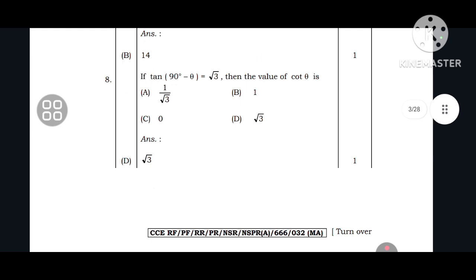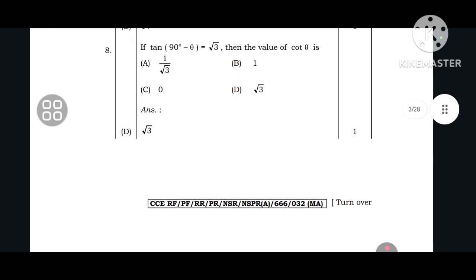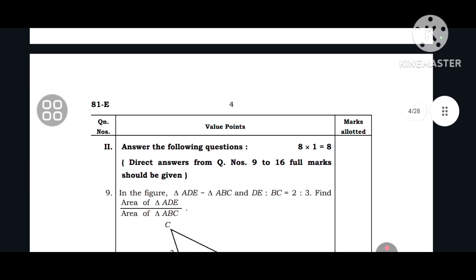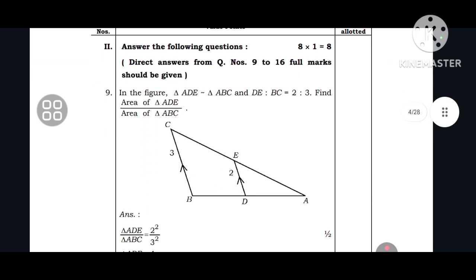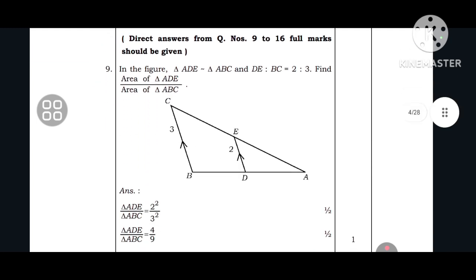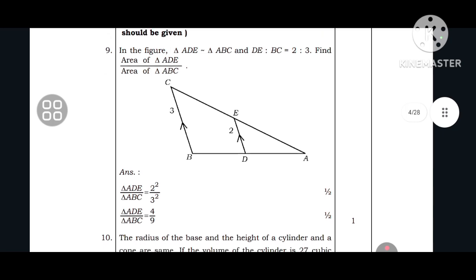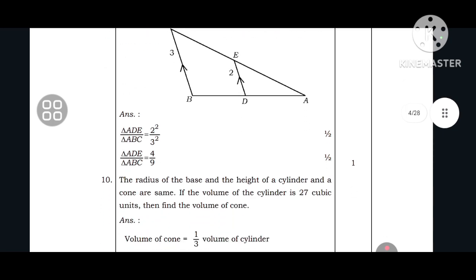And coming to question number 8, if tan of 90 degrees minus theta, this is from the chapter trigonometry, and here the answer D is correct, root 3. Coming to the 1 mark questions. This is a question from triangles. You can see how they are solved in a systematic way.